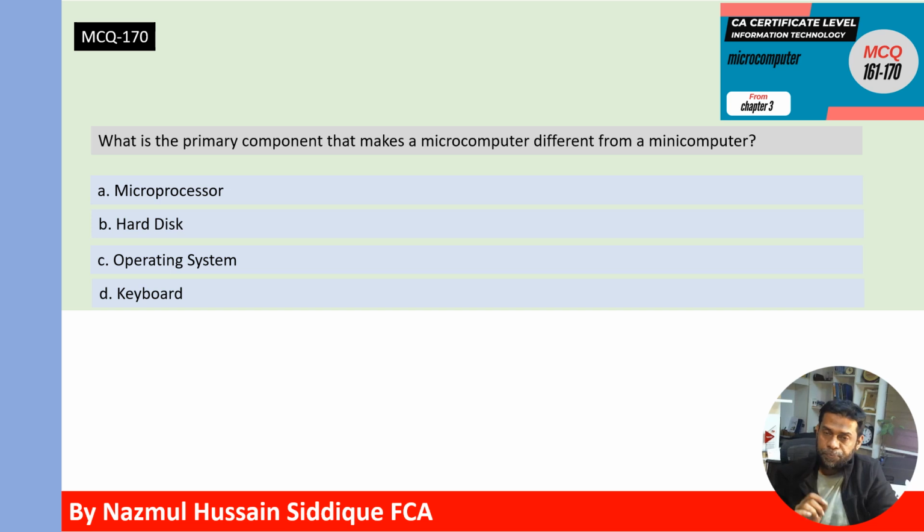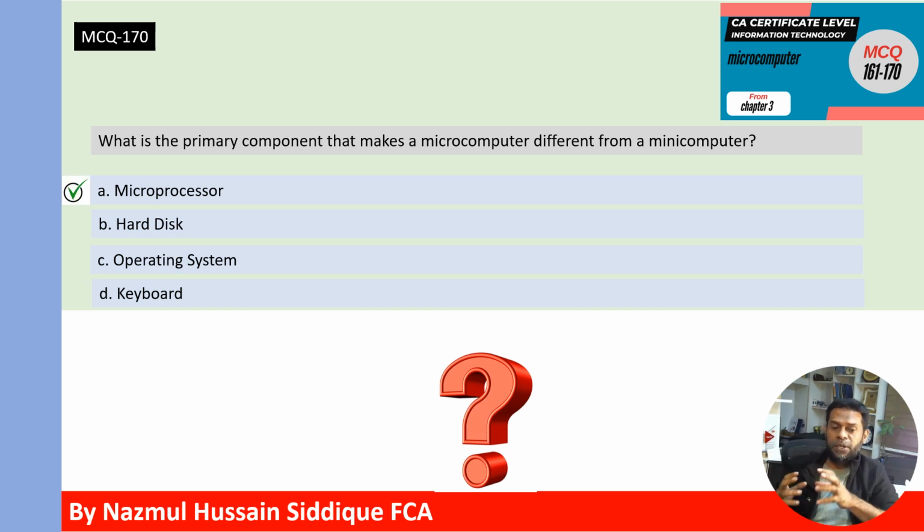Which one makes the difference between a microcomputer and a minicomputer? Microprocessor, hard disk, operating system, or keyboard? Which one is the correct answer? The correct answer is A. Microprocessor is the primary component that makes a microcomputer different from a minicomputer.